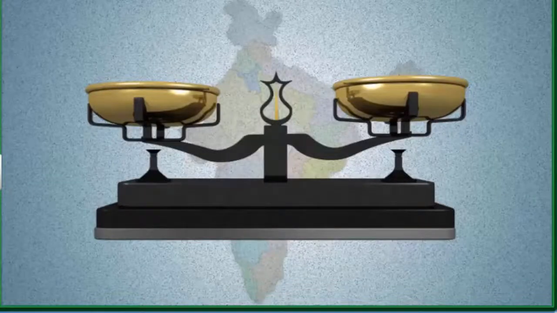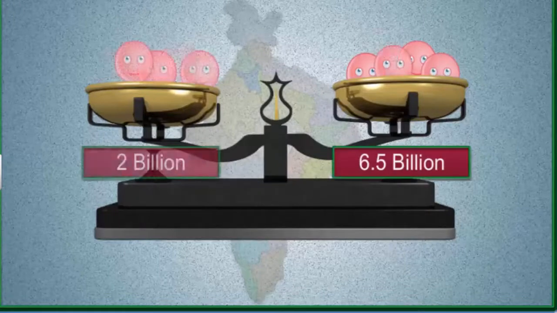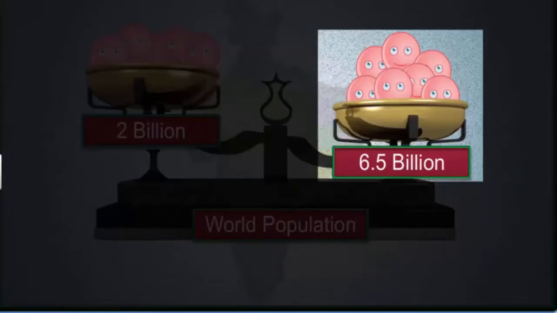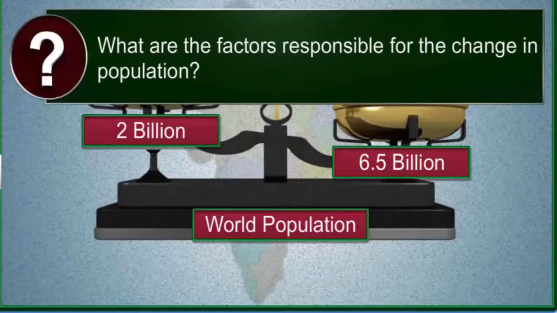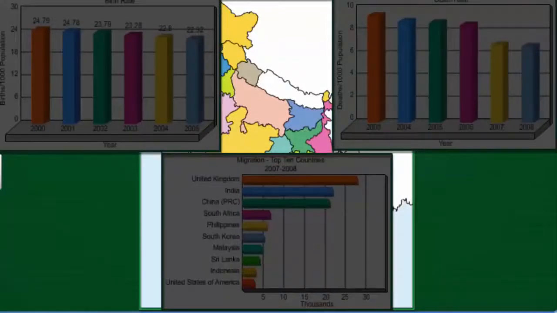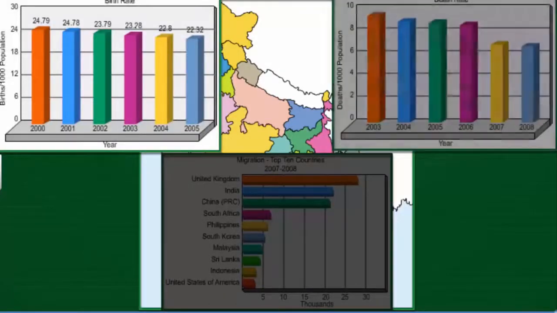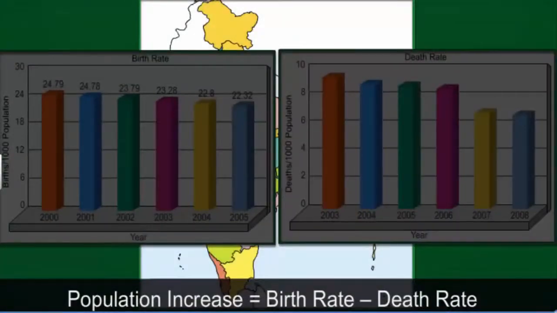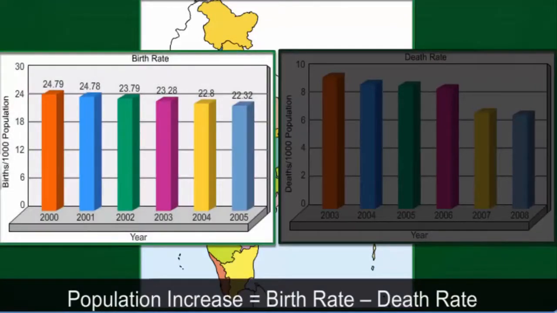Population is a dynamic phenomenon. The number, distribution, and composition of a country's population are constantly changing. Today, the world's population stands at over 6.5 billion. What are the factors responsible for the change in population? The change is brought about by the interaction of three processes: birth rate, death rate, and migration. The natural increase in the population is the difference between the birth rate and the death rate.